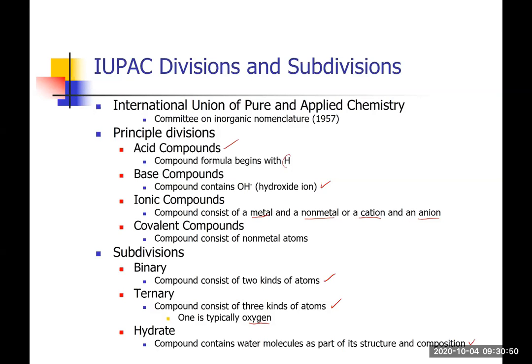And nonmetals have a tendency to gain electrons to have the electron configuration of the noble gas closest to them, and therefore have negative oxidation states. And then there are covalent compounds, which are compounds that consist of nonmetals.